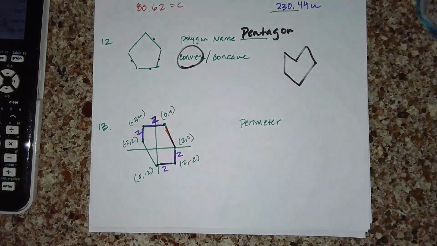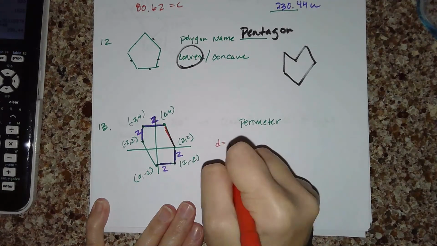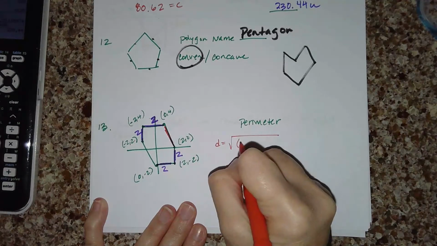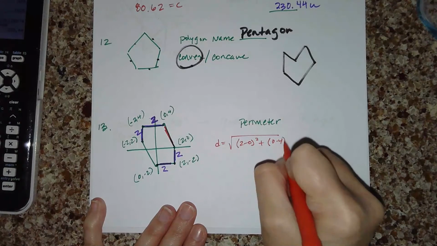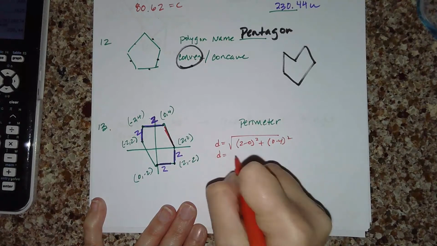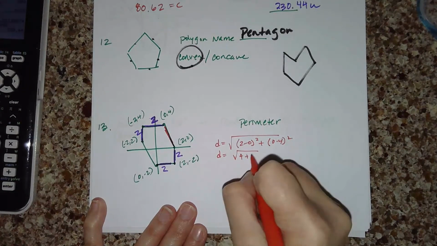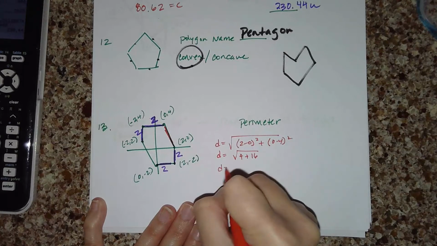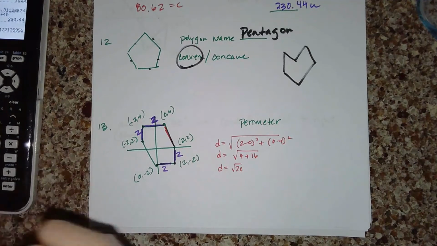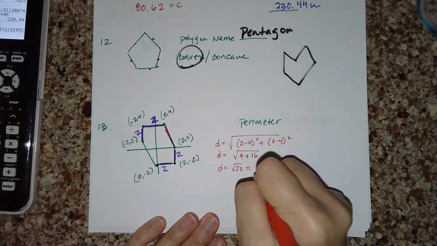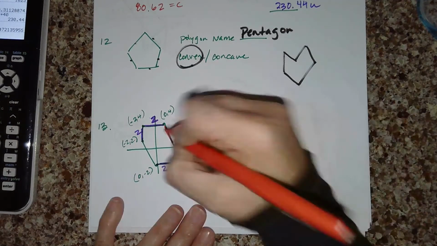So I'm going to figure out the distance between 0, 4 and 2, 0. So I'm going to go 2 minus 0 squared plus 0 minus 4 squared, and I get 4 plus 16, which is the square root of 20. And it's probably going to ask you for a decimal, so let's just put that into our calculators, and I get approximately 4.47.